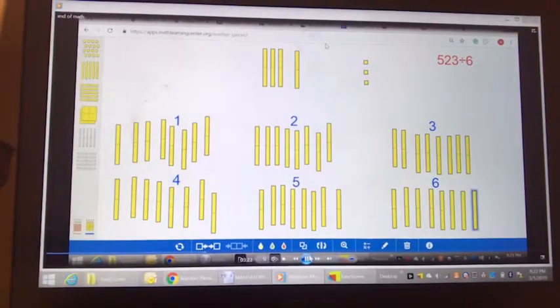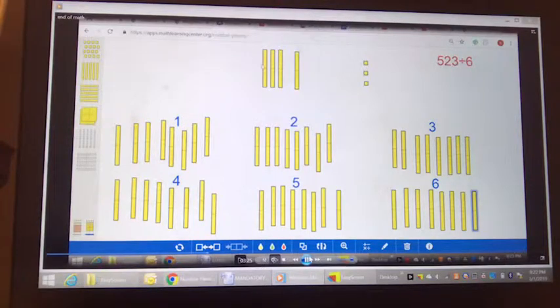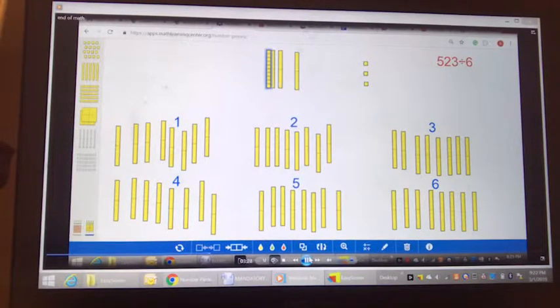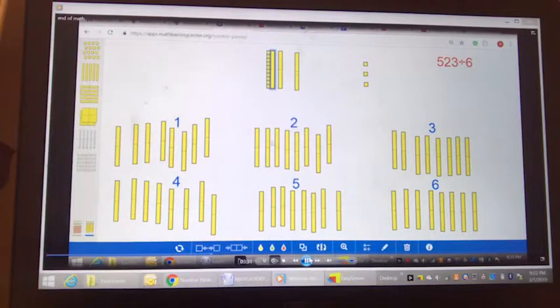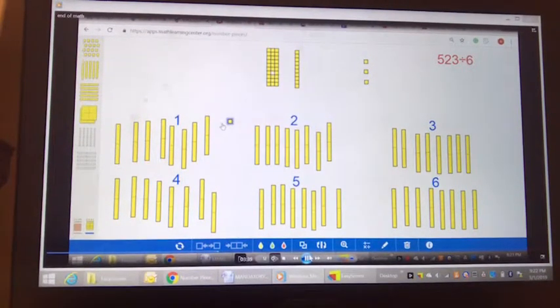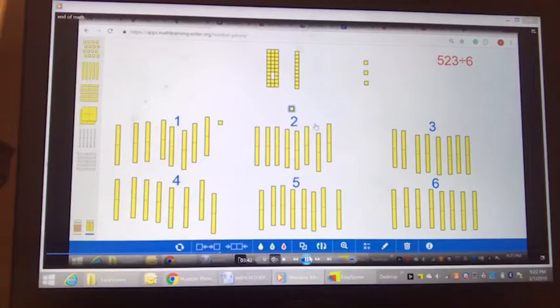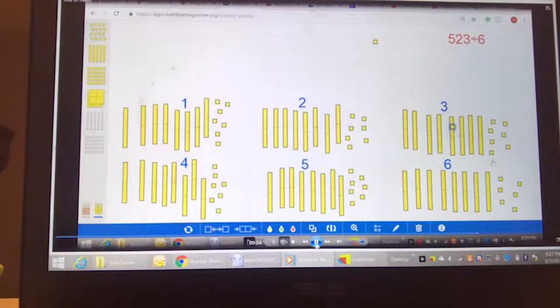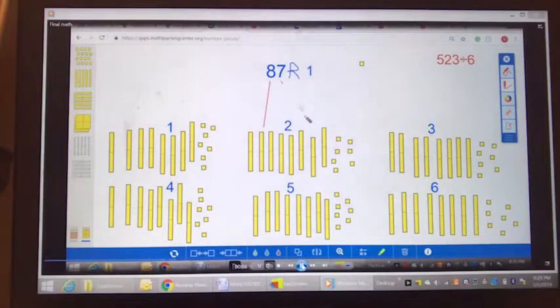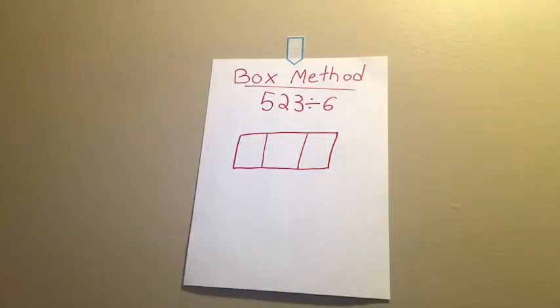So now we are left with 4 tens blocks that we can no longer divide. So we need to split them each up into ones blocks. And then we can split all of our ones up into our 6 equal groups. After dividing all of our ones blocks into the groups, we are left with 1 ones block left over. So in each group we have 8 tens blocks, 7 ones blocks, and we have 1 remainder, making our answer 87 remainder 1. For my personal strategy, I chose the box method.